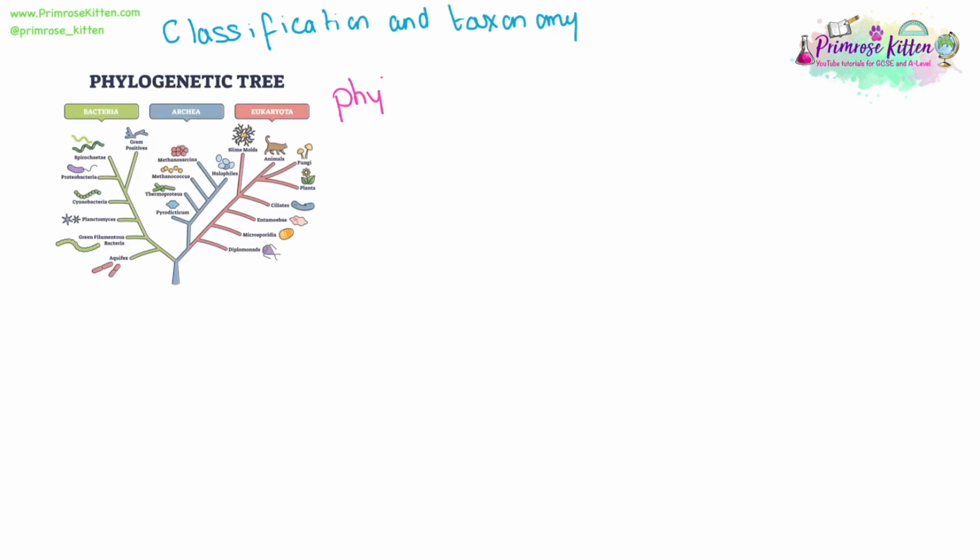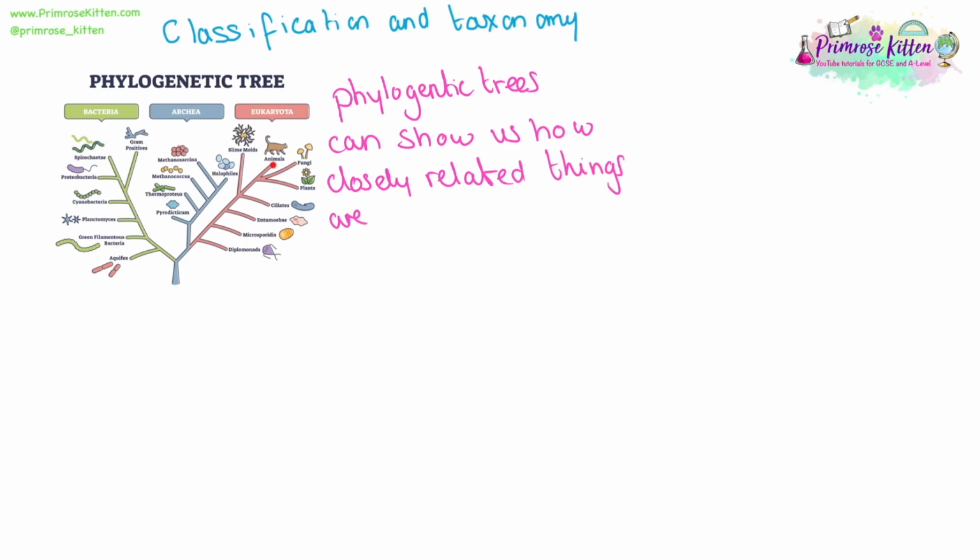Phylogenetic trees, such as this one, can show how closely related things are. For example, we can see that animals and slime molds are actually much more closely related than animals and green filamentous bacteria. However, you would think that slime molds and filamentous bacteria would be much more closely related based on how they look. There are branch points every so often where a new species or a new section branches off from the rest of them. And if we measure these in an accurate diagram, we can see a timescale.